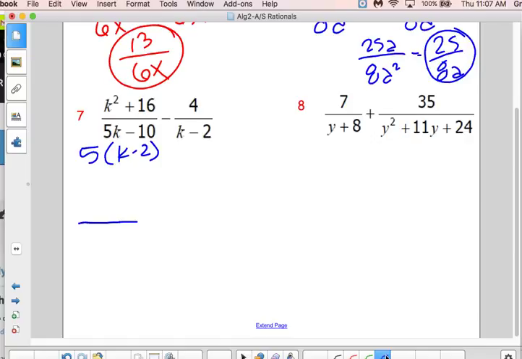No. So the reason you want them factored is that shows you what your common denominator is. So you just look for the pieces. So what's one of the pieces we see? K minus 2. What's another piece?